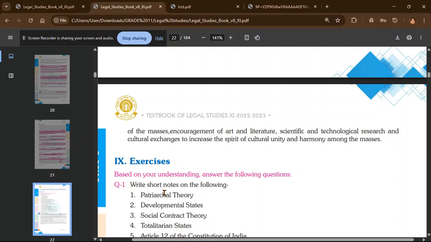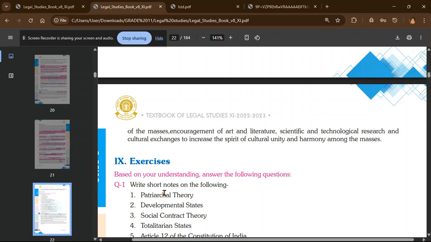Then I don't think there is anything else I've missed out that they can ask you. This is mainly the chapter on social contract theory. So which theory according to you is the most convincing in historically explaining the origin of the state? I would say it would be social contract theory. Yeah, then this is the one objective question that I was telling you.